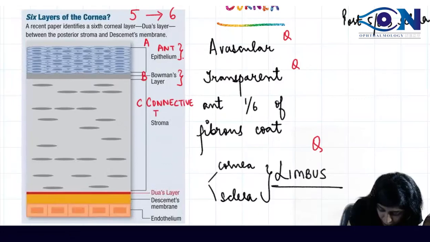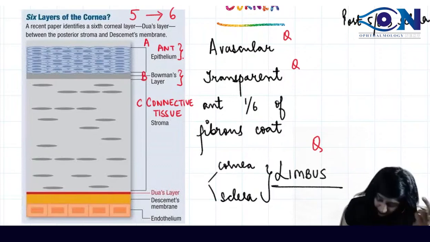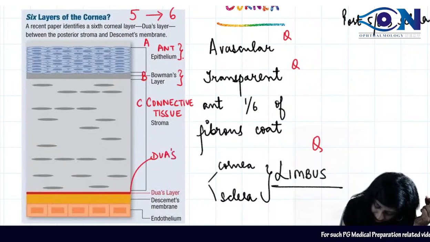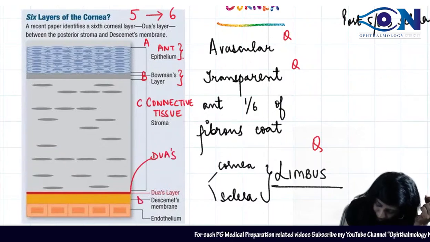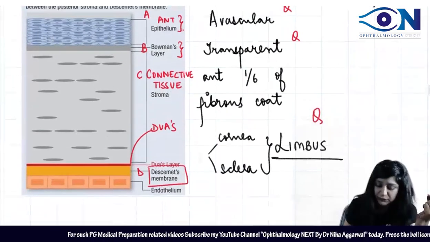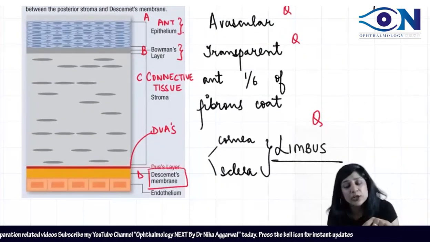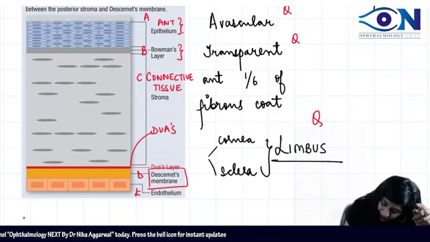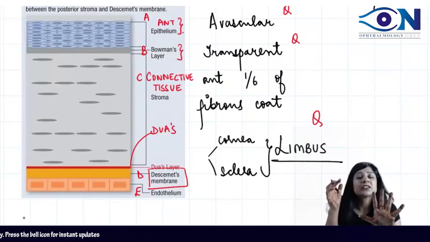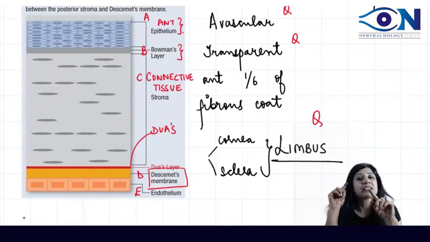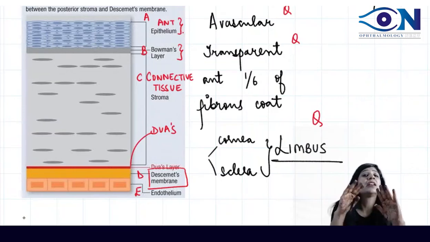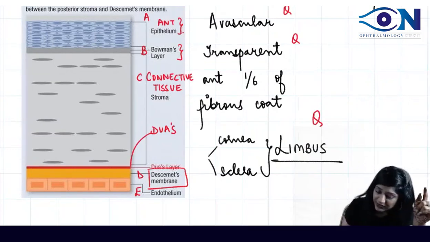Connective tissue stroma. Okay. Then we have D. Say we have 2 things: D for Duas layer, and D for Descemet's layer also, and then E for endothelium. So just the 5 alphabets A, B, C, D and E, and you are done with the layers of the cornea. I'll write it for you here.